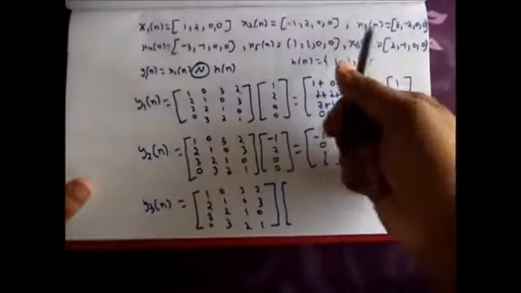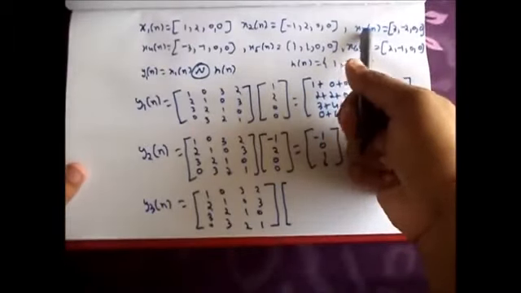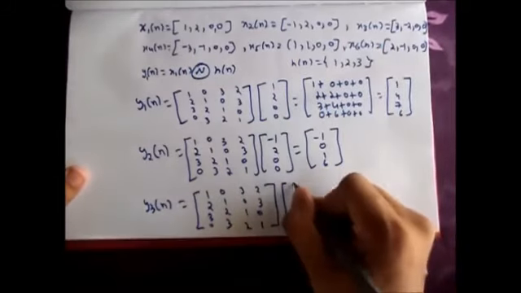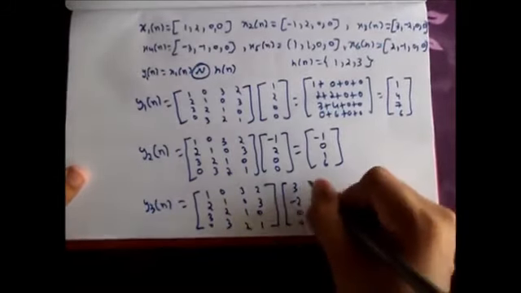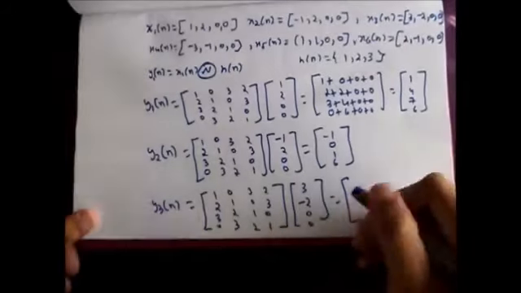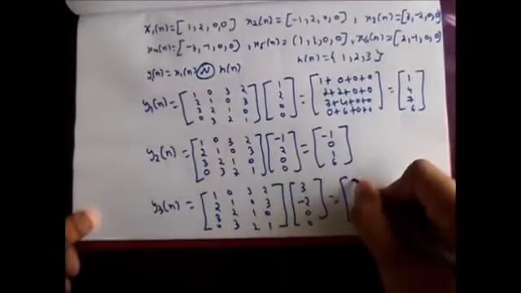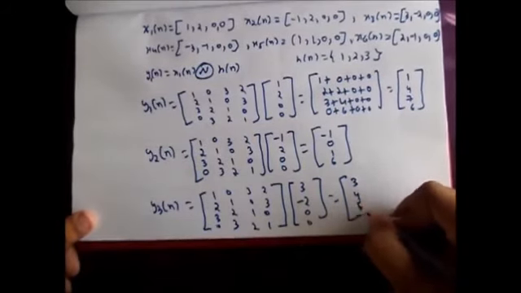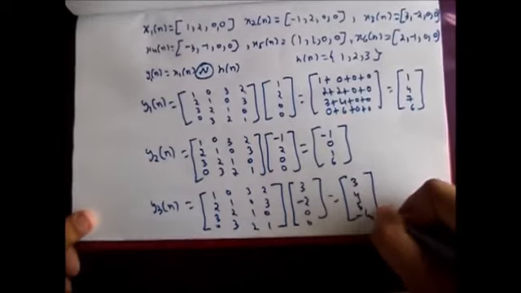Then we have to consider the third input data block, so this is 3 2 0 0, and we get the value of this as 3 4 5 -6. Then the output of the fourth input data block.